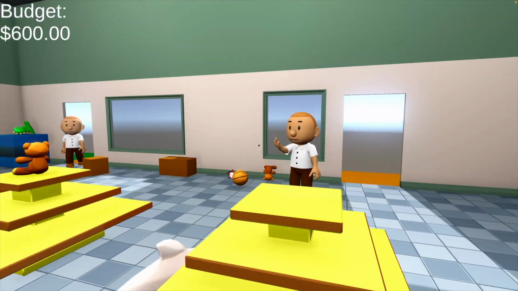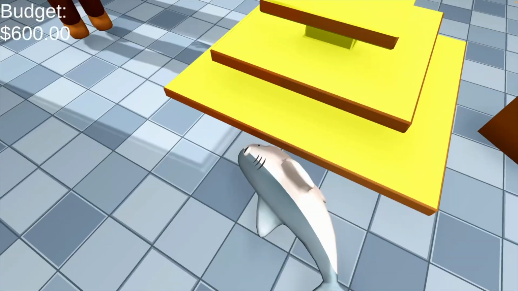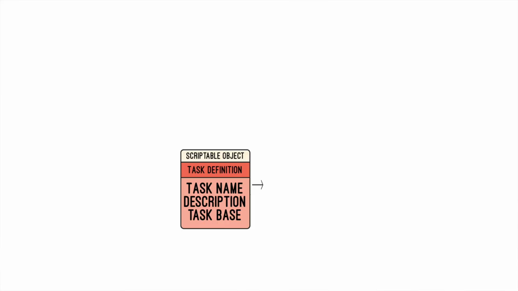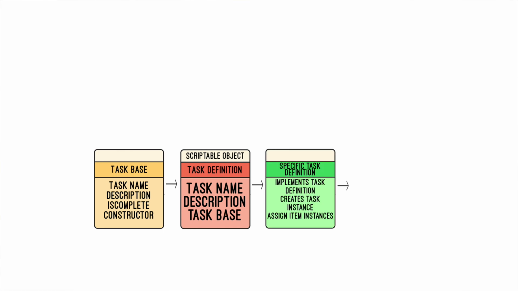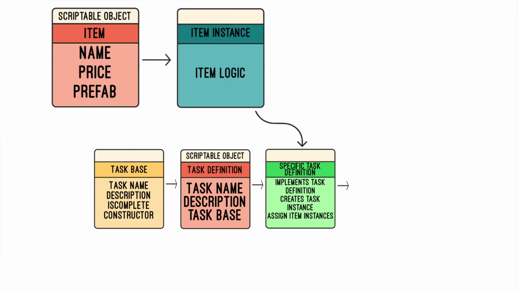But I decided to test out a couple of scenarios, and after some trial and error, this is what I settled on. A class named task definition, which is a scriptable object. This is a container that holds the task name, task description, and the task-based class I was using before. Then, for each new task I want to add to my game, I'd create a separate task definition which inherits from the scriptable object class, allowing me to set the task type as well as any other variables I want to set in the inspector.